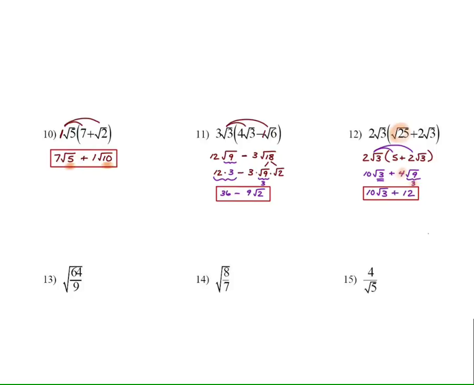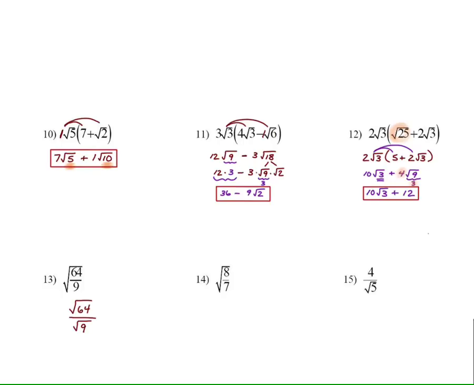Okay, so then what you'll notice about 13, 14, and 15 is now we're not multiplying radicals, we're actually dividing radicals, or taking the square root of a fraction, which is a division. So the first thing I like to do for these is to actually split it into 2 radicals if it is a square root of a fraction. So I would call this the square root of 64 over the square root of 9. And then I would try and simplify each radical separately.